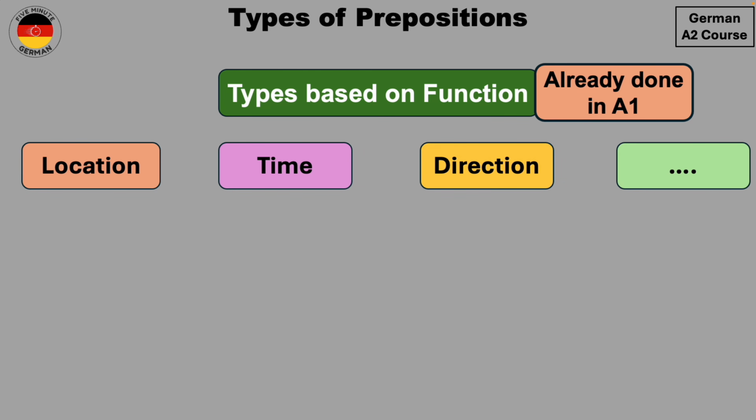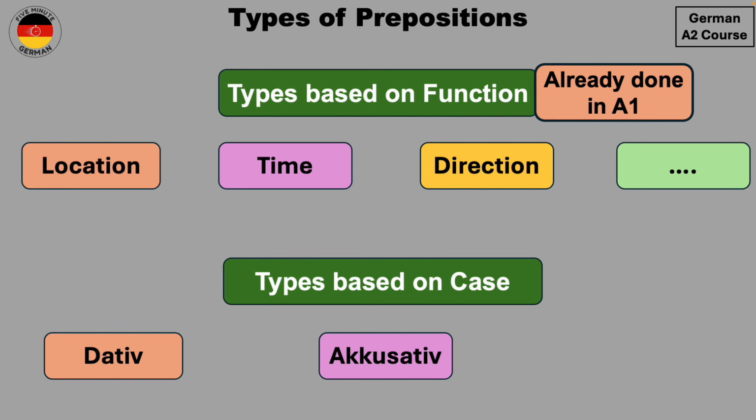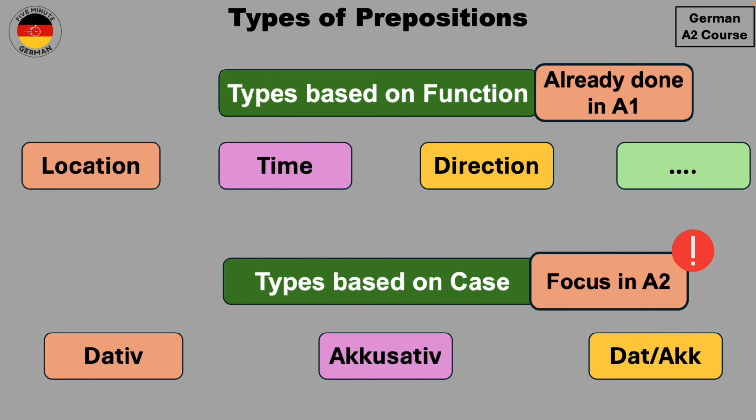We can categorize the prepositions that we have in German in another way as well, and that is categorization based on case. So when we do this categorization, then we have three types. The first is dative prepositions, the second is accusative prepositions, and the third one is prepositions which could be dative or accusative, depending on the situation. And these types of prepositions will be our focus in A2.